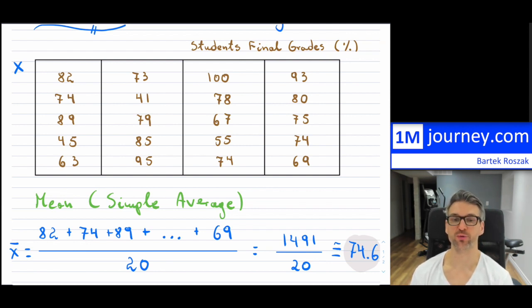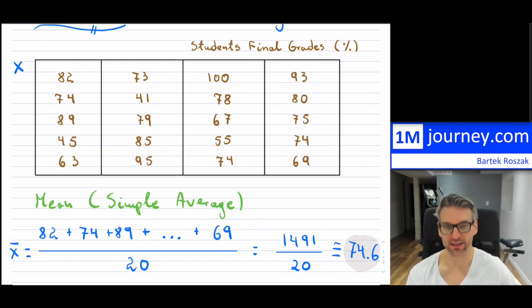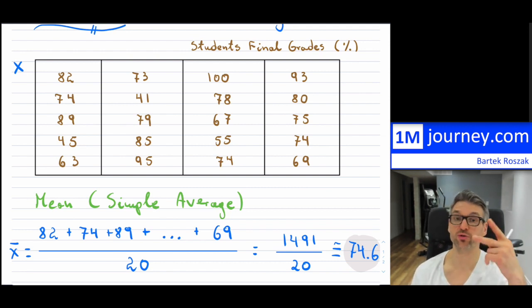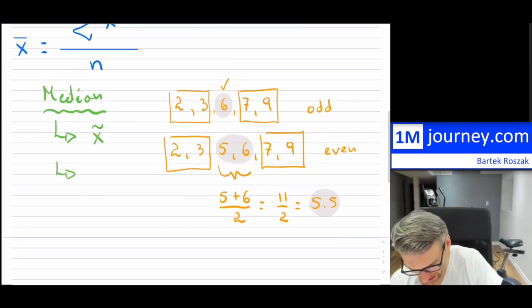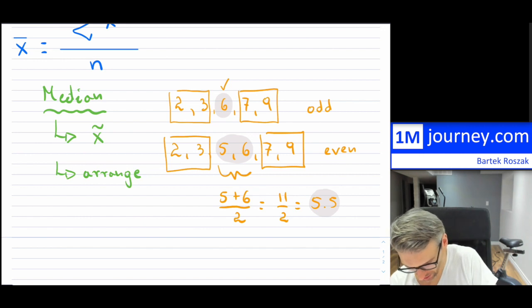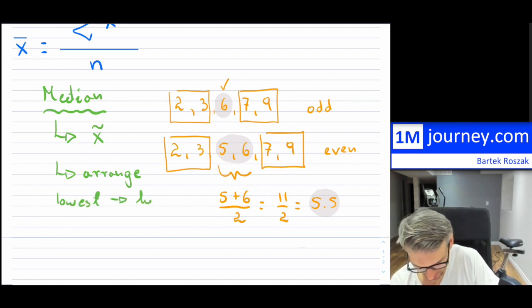We first have to rearrange these from smallest to largest, then we find the middle one to find the median. Now in our case, because we have 20 data points, we're going to find the 2 in the middle, and then we're going to find the average between them. So here, you do want to arrange these from lowest to highest first. So that's the first thing.